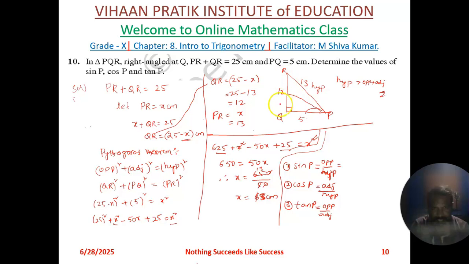Sin P is opposite by hypotenuse, opposite is QR, hypotenuse is PR. Cos P is adjacent by hypotenuse, adjacent is QP, hypotenuse is PR. Tan P is opposite by adjacent, opposite is QR, adjacent is QP. That equals QR is 12, PR is 13, so 12 by 13. QP is 5, PR is 13, so 5 by 13. The last one, QR by QP, 12 by 5. Hence proved.